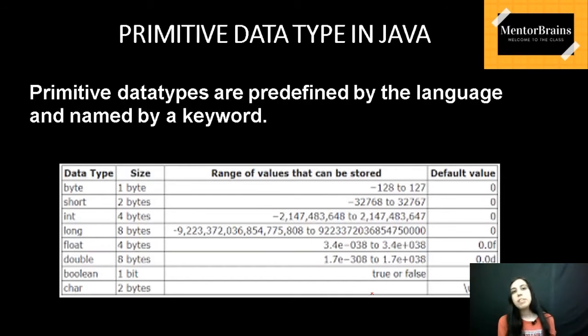So what are primitive data types, which I've already told you, are predefined by the language Java and they are named by a keyword. So the first type of primitive data type is byte, which has a size of 1 byte itself. You know, byte and bit are two units of memory, and when we are talking about 1 byte, that consists of 8 bits. So a byte data type stores values in the range -128 to 127, and this is the default value of the byte data type.